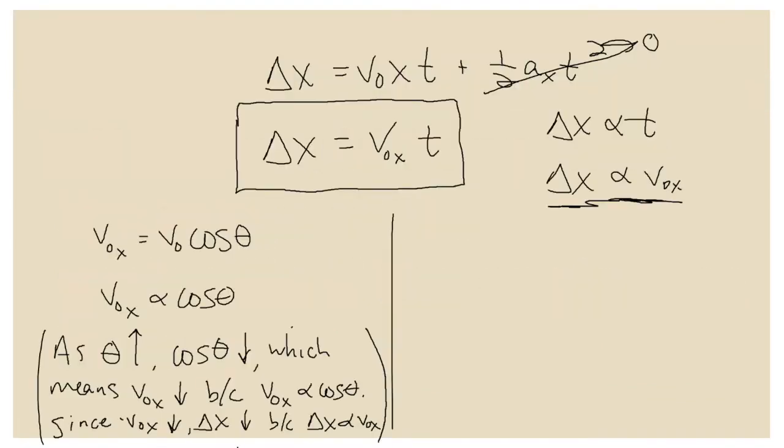But of course, the question was asking what would happen if the angle was lower. And so everything that we have to say here is actually reversed. As the angle decreases, the cosine theta is going to increase, and everything is going to be opposite of what we just said. I wanted to do this both ways so we can get a sense of going back and forth and trying to figure this out. So as the angle gets lower, the cosine of the angle gets higher. And because v naught x is directly proportional to cosine theta, v naught x is going to get higher.